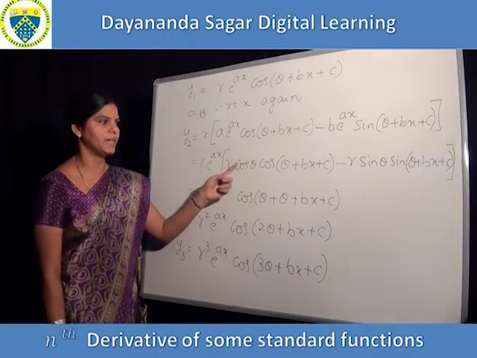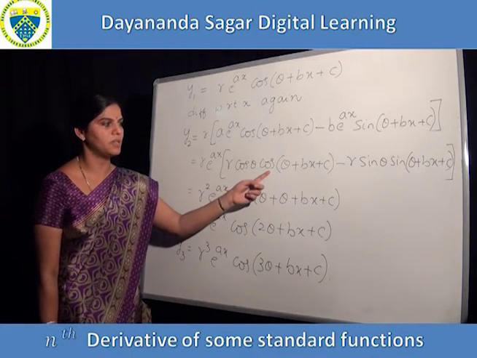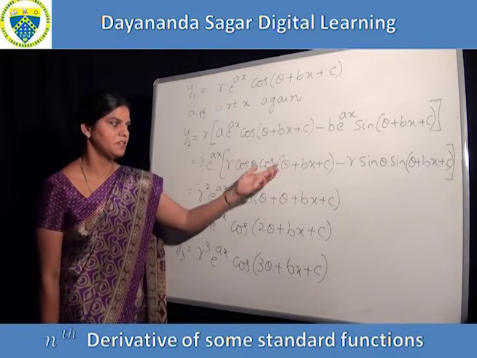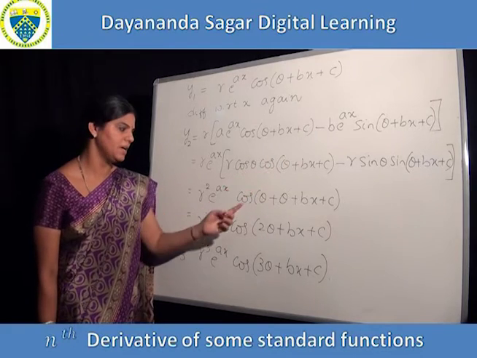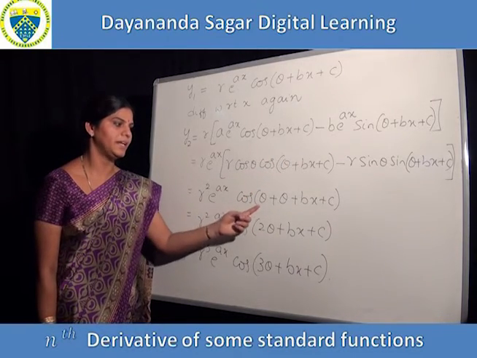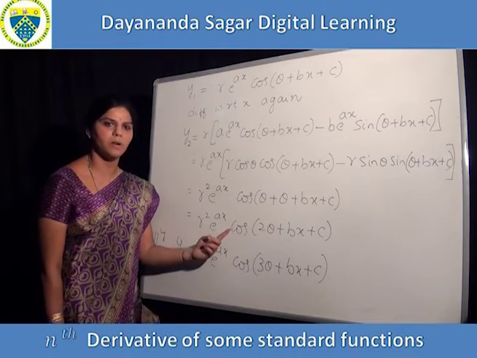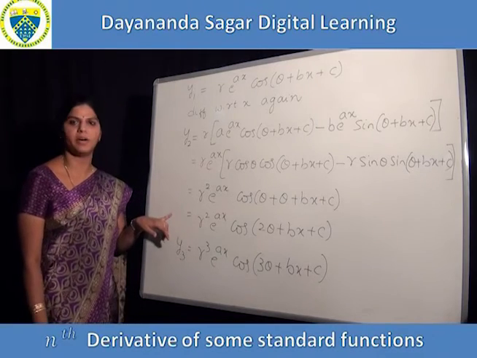So now r is again common. I'll write it as r square into e power ax, cos theta into cos of theta plus bx plus c minus sin theta into sin of theta plus bx plus c, using cos a cos b minus sin a sin b, which is cos of a plus b. I'll get cos of theta plus theta plus bx plus c, which is r square e power ax into cos of 2 theta plus bx plus c. So this is the second order derivative.